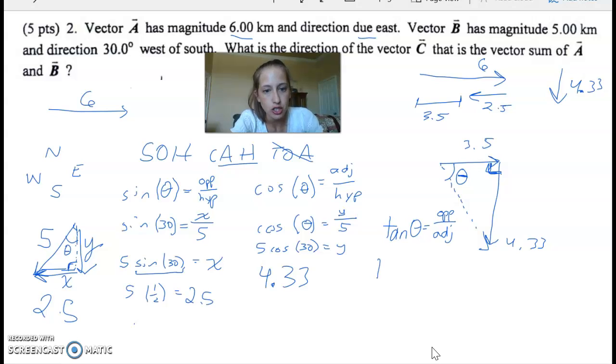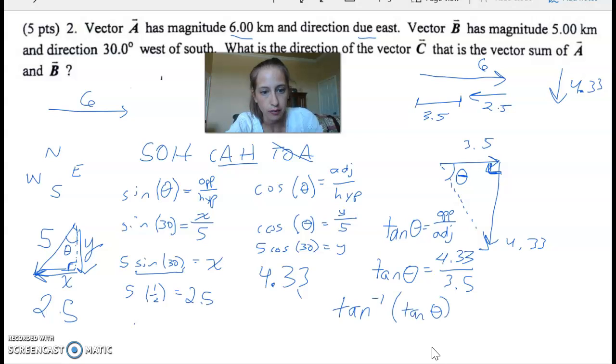So the tangent of theta is opposite, which is 4.33, over adjacent, which is 3.5. Don't type that in your calculator yet. The question didn't ask, what's the tangent of the direction? They said, what's the direction? So you have to untangent both sides. You have to do tan to the -1, the inverse tan, of tan theta equals tan to the -1 of 4.33 over 3.5.